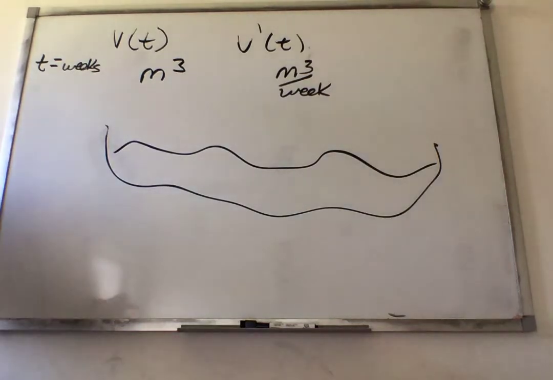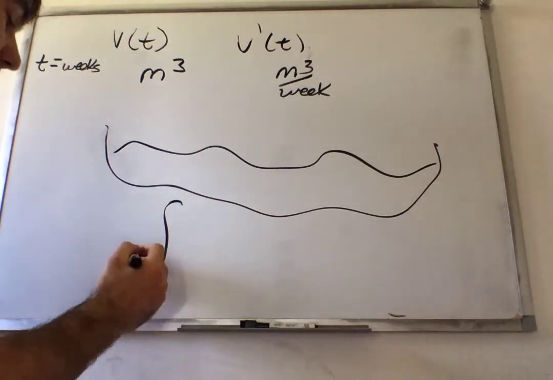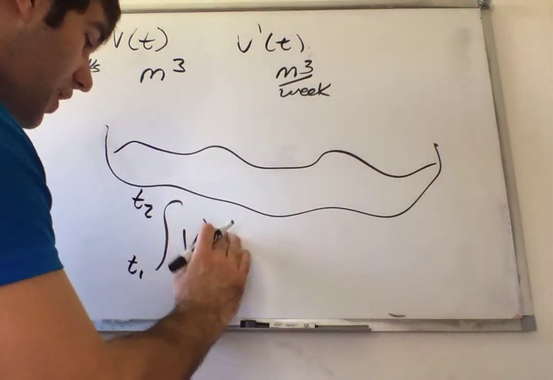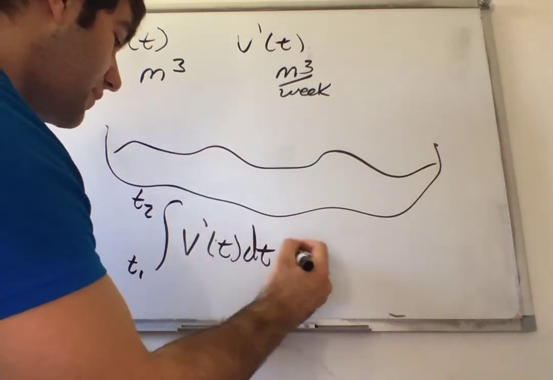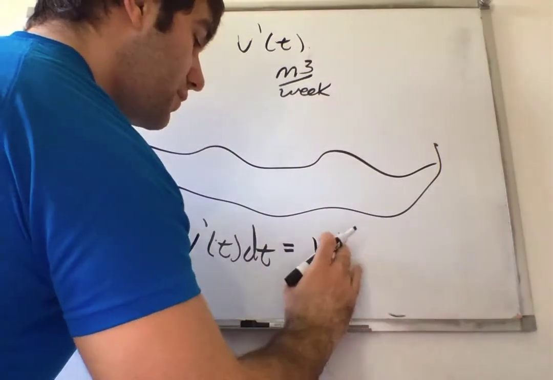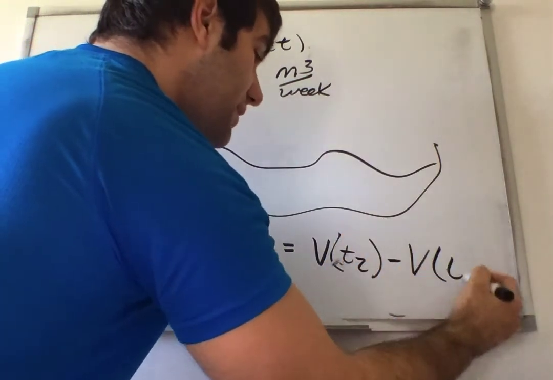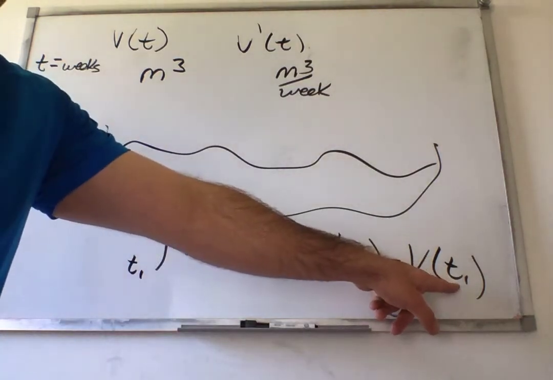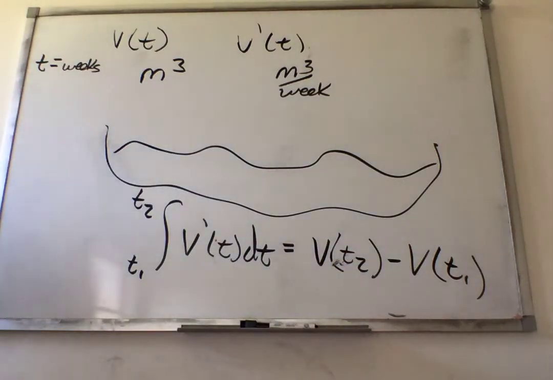So what we can do is the integral from time 1, whatever time you want to start at, to time 2 of the rate of change of the volume of water in this reservoir, dt, is equal to whatever the volume was at time 2 minus whatever the volume was at time 1. All this is saying is that if we measure the volume of water today, whatever it is, and then a week later we measure the volume to find the total change, all we would do is take the final volume minus the initial volume. Okay, final minus initial. That's the idea behind this when you apply it to something.